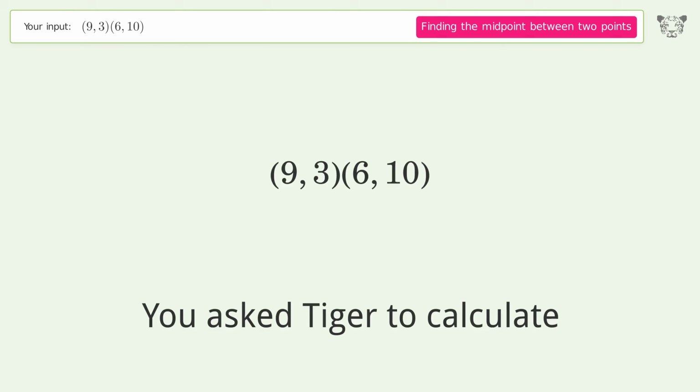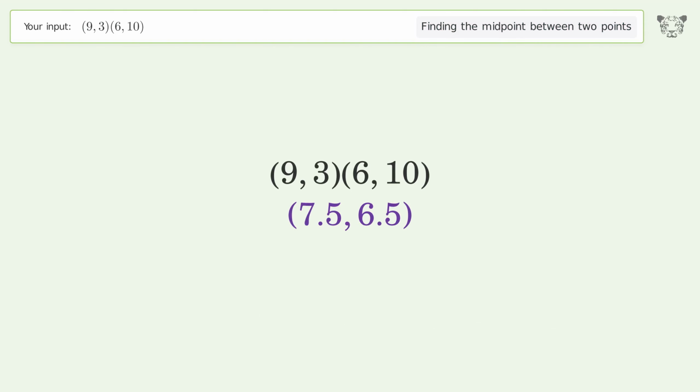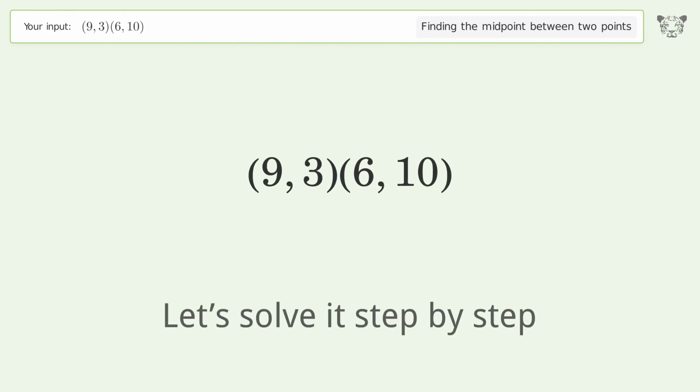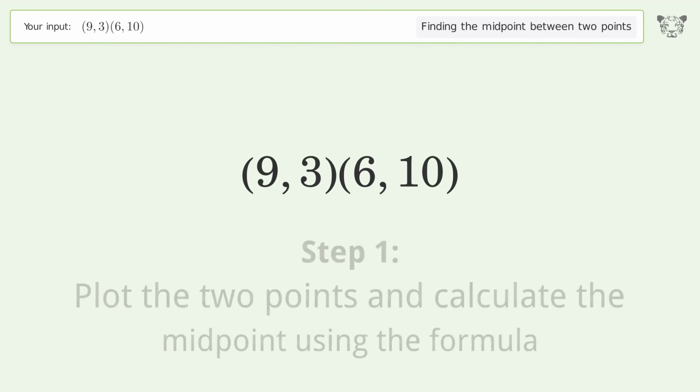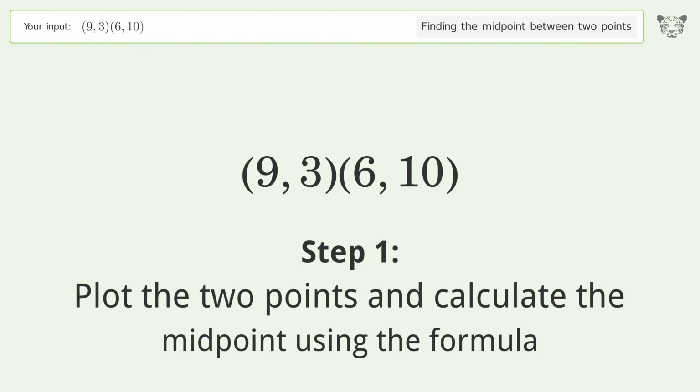You ask Tiger to calculate. This deals with finding the midpoint between 2 points. The midpoint between the 2 points is 7.5, 6.5. Let's solve it step by step. Plot the 2 points and calculate the midpoint using the formula.